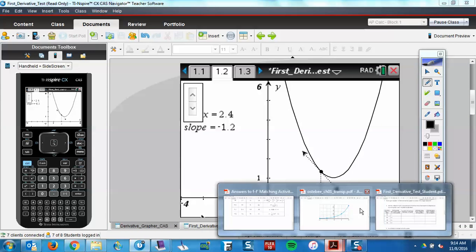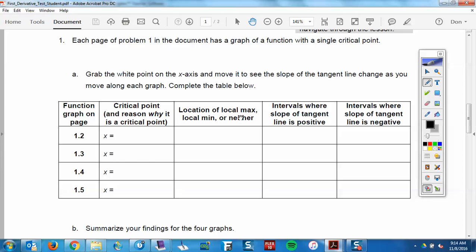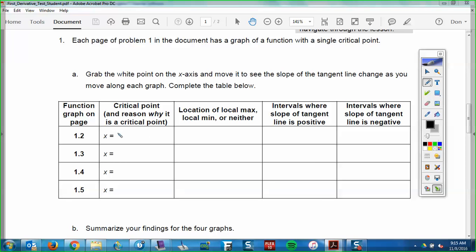So back to your worksheet so you understand what they're wanting. What's the location of the local max, local min, or neither? We already said this is x equals 3, and it's a critical point because f prime of 3 equals 0. What they're saying is, is this critical point a local max, local min, or neither? It's a local min. So they're not asking you for the location. They're saying, is this location a local max, local min, or neither?